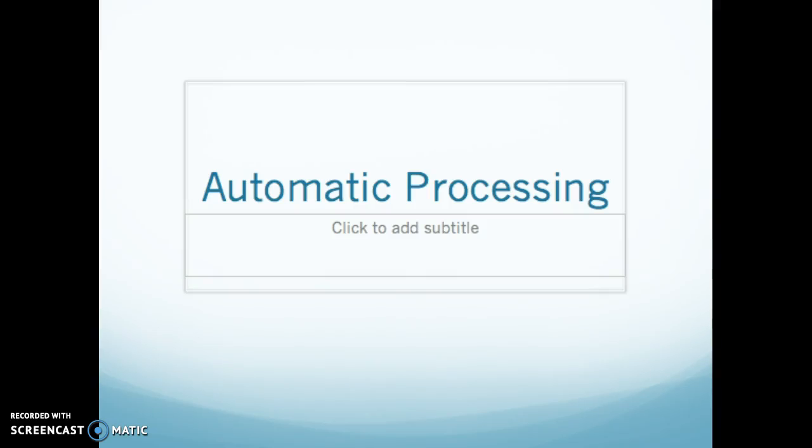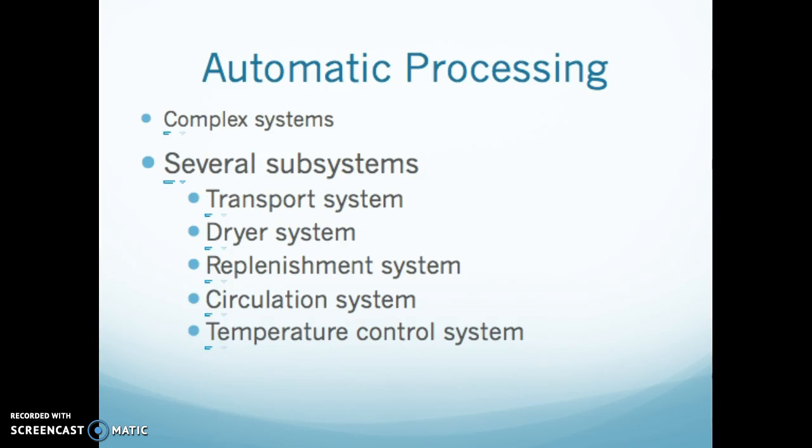Okay, now we're going to cover the automatic processor, so automatic processing. It's a complex system. It has several subsystems within the processor. So there's the transport system, the dryer system, the replenishment system, the circulation system, and the temperature control system. You'll need to know what each system does.